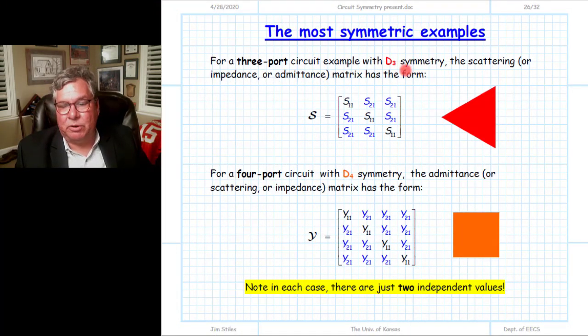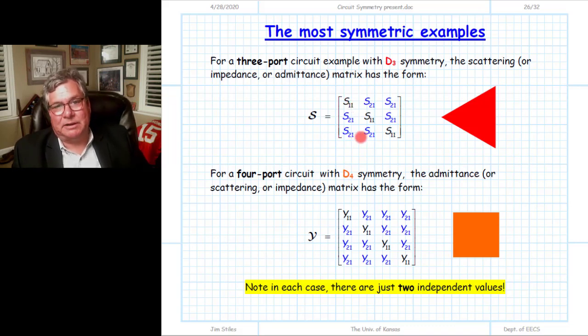So going back to a 3-port device, which has D3 symmetry, that of the equilateral triangle, if we go through and apply all the permutations, we can show that the resulting scattering or impedance or admittance matrix must have this form. And this is a very simple form. There's simply 2 elements required to populate the entire scattering matrix. Once we know the diagonal value and we know one of the off-diagonal values, then we can populate the entire scattering matrix. So this is very simple. Find 2 values and then we can populate the whole thing.